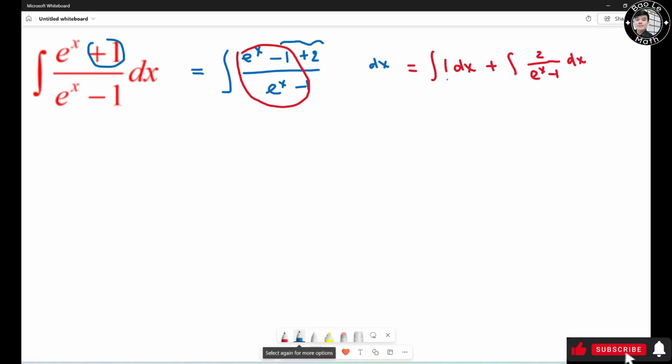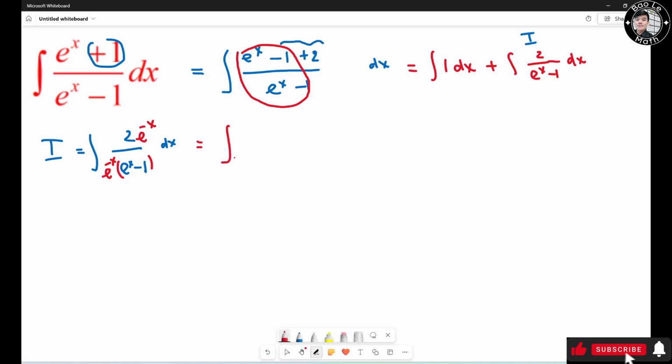Now, the first one is very simple. I need to calculate the second one. So I call this I. So I have I equals the integral of 2 over e to the s minus 1 ds. Now, in order to calculate this one, multiply the top and bottom by e to the negative s. So this turns out to be the integral of 2 e to the negative s over 1 minus e to the negative s ds, right?